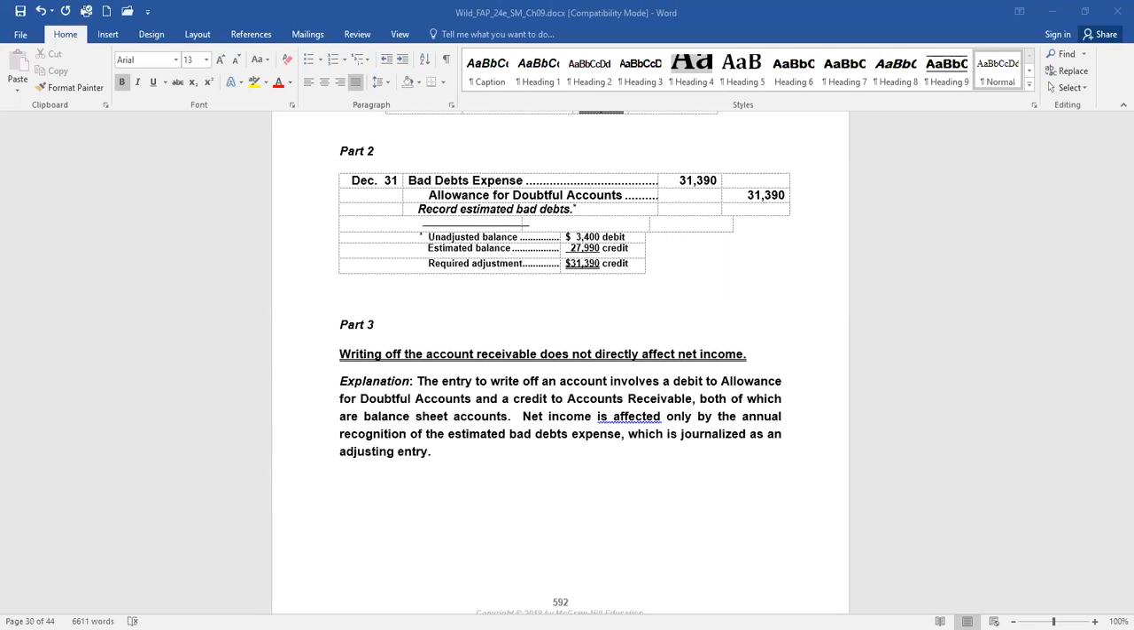Okay, so I'm going to go back over to my original. So again, that explains that in there. The only time our accounts receivables really will impact net income is when we're estimating for bad debt expense. Remember, that's the only time we're doing anything to the bad debt expense account itself.